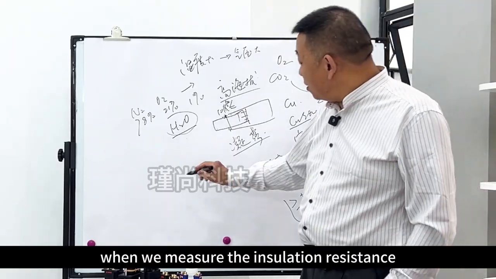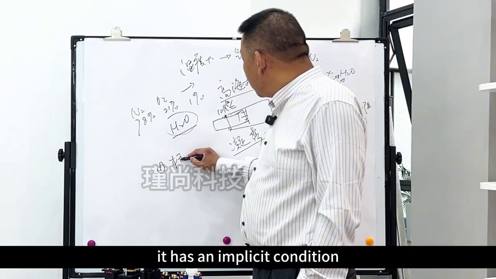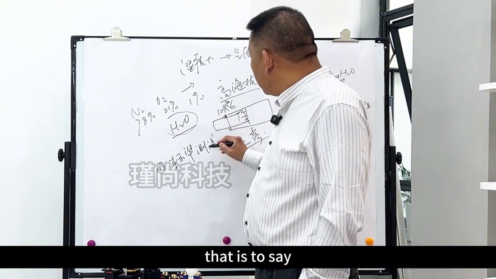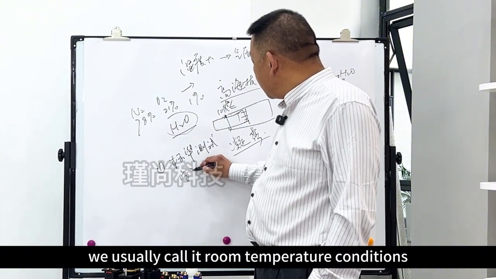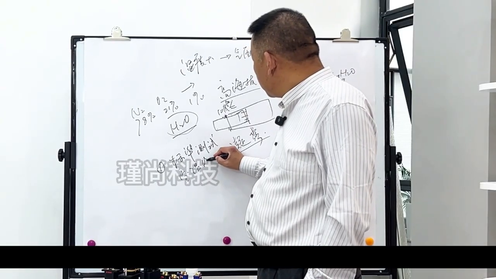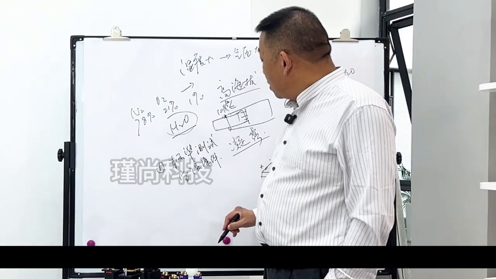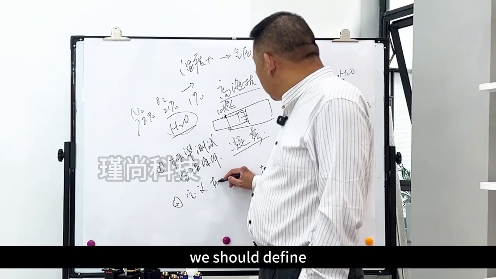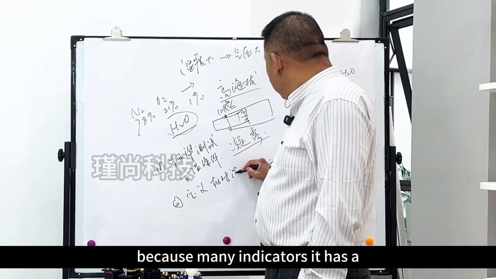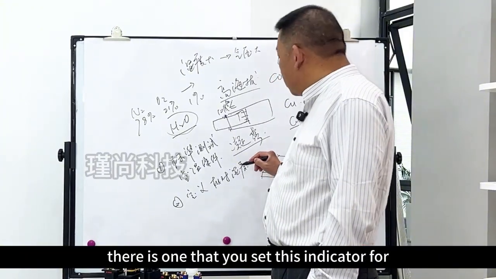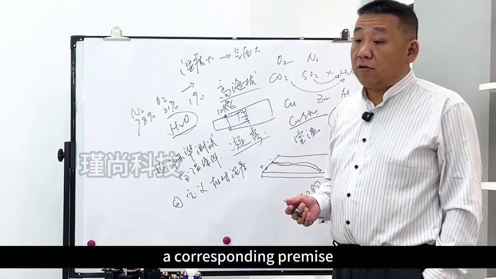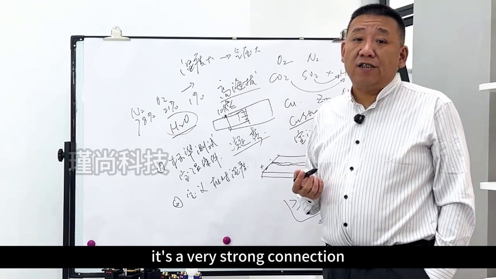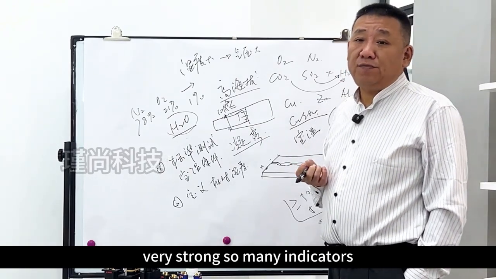When we measure insulation resistance, it has implicit conditions. First, it should be a standard test condition, which we usually call room temperature conditions. Second, we should define the relative humidity, because insulation resistance is related to relative humidity. It's a very strong connection.